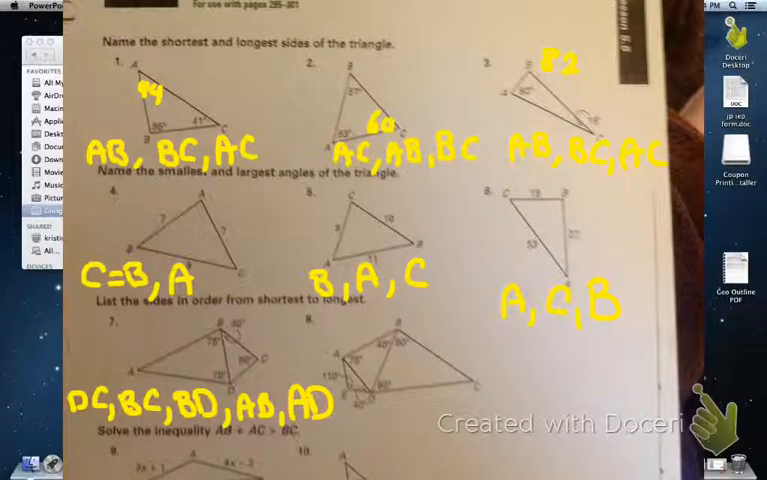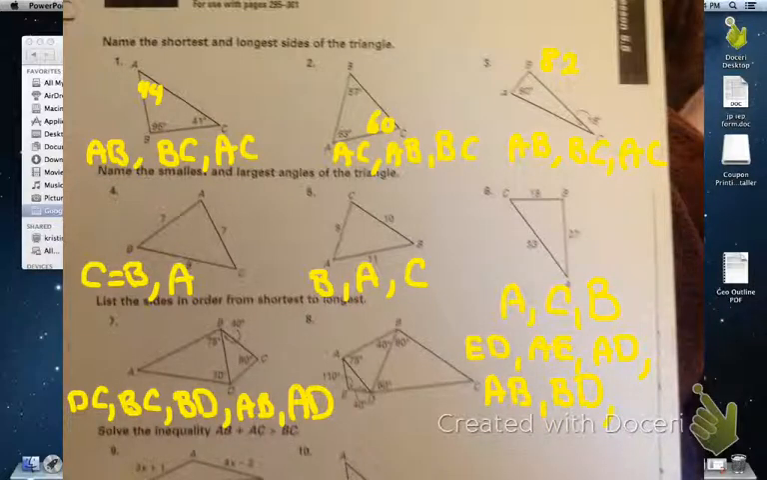For number 8, now you have 3 triangles, but it works the same way. In the smaller triangle, the smallest one out of all, right there in the bottom left-hand corner, ED is the smallest, followed by AE, and then the largest in that triangle is AD. Well, AD happens to be the smallest in the middle triangle. So it goes AD, then AB, and then BD.